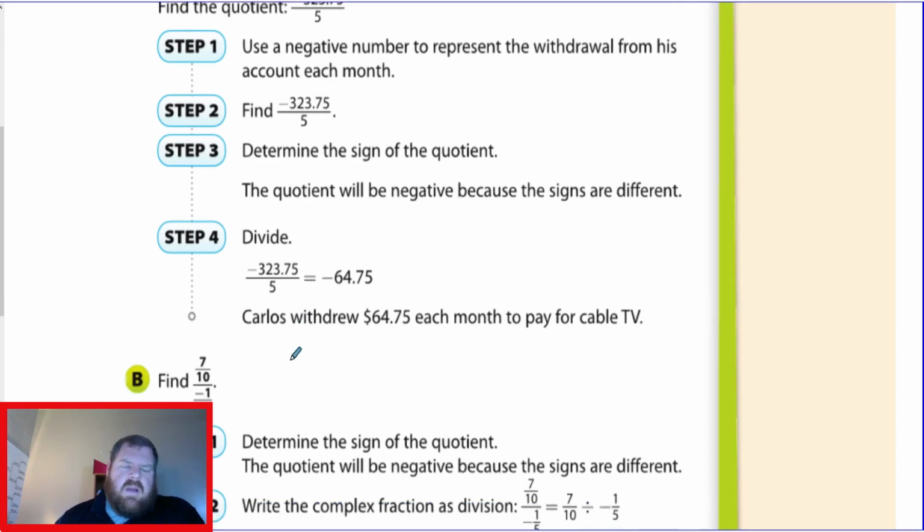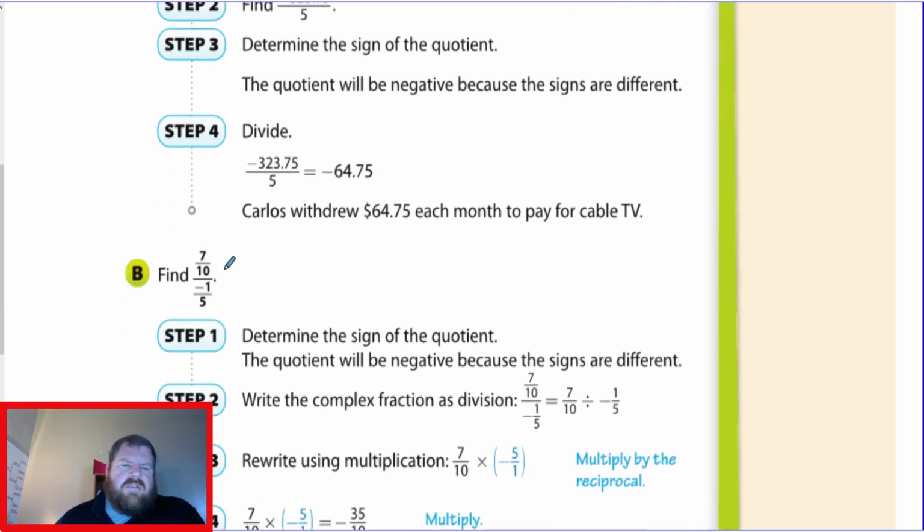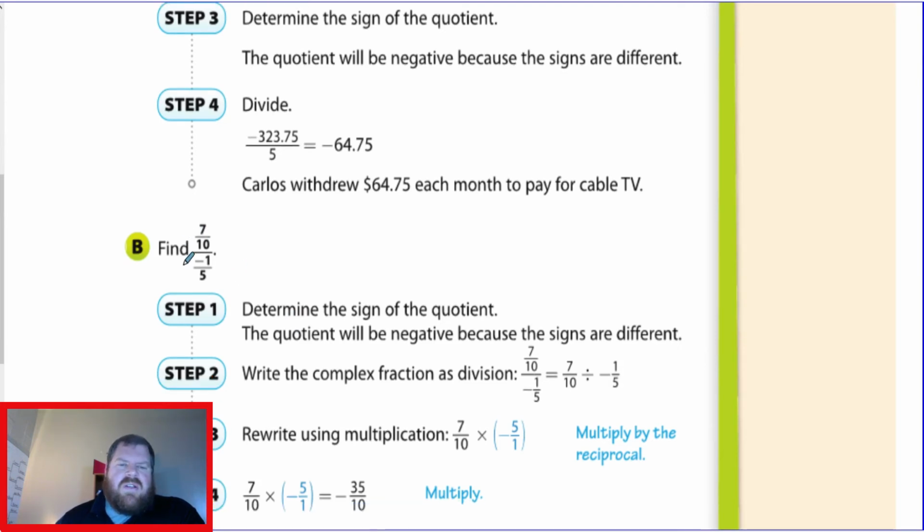Okay. Now for dividing fractions, they don't have any fancy problem for us here. This is called a complex fraction when you have one fraction over another fraction. But if we think about fractions as just being division, this really just says 7 over 10 divided by negative 1 over 5. Okay, that's all it's saying.